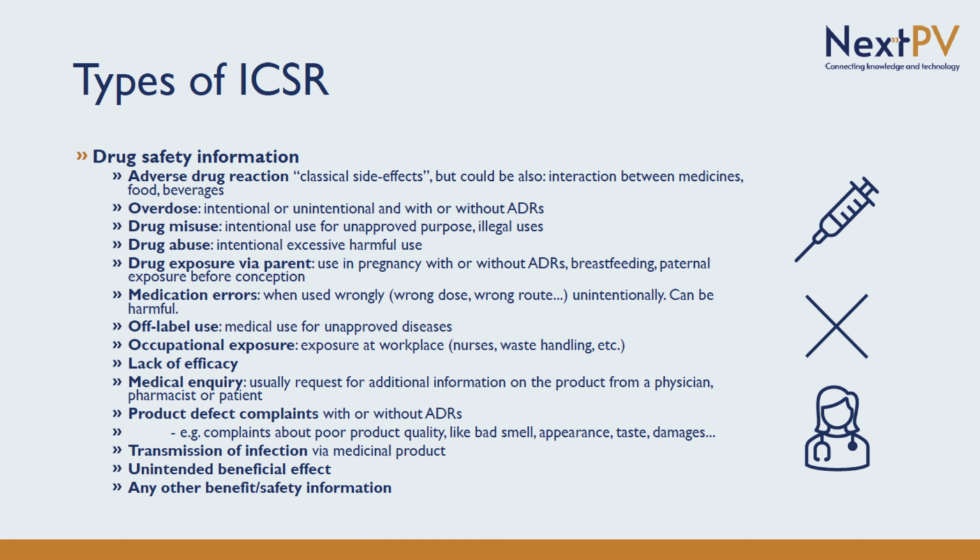Types of ICSR. Here, we explore the various types of ICSRs. These include classical adverse drug reactions, overdose, intentional or unintentional, drug misuse and abuse, drug exposure via parent, e.g. in pregnancy, medication errors, off-label use, and occupational exposure. Other types include lack of efficacy, medical inquiries, product defect complaints, and transmission of infection via medicinal product. This slide also mentions unintended beneficial effects and other benefit safety information, emphasizing the broad scope of ICSR management.